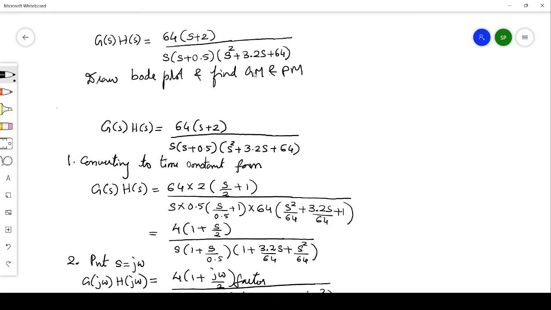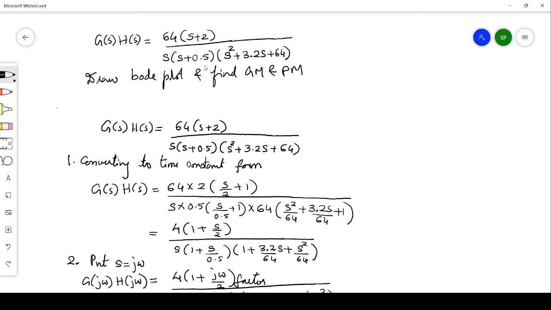So what we have to do now is observe whether the transfer function is given in pole zero form or time constant form. I have explained in the previous video how to convert the pole zero form into time constant form. Here you can see that it is given in pole zero form. So first, we have to convert this transfer function into time constant form.